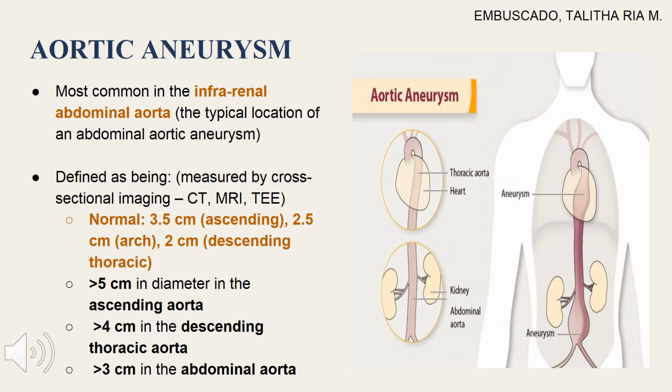Aortic aneurysm is defined as being greater than 5 centimeters in diameter in the ascending aorta, greater than 4 centimeters in the descending thoracic aorta, and greater than 3 centimeters in the abdominal aorta. Gradual leakage often precedes fatal rupture, and the greater its diameter, the more likely it will rupture, which will be explained later in the pathophysiology.